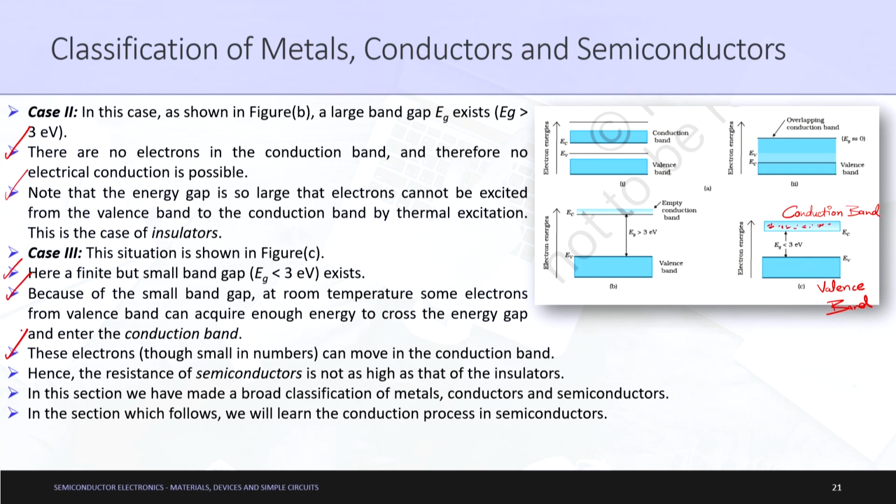Next, hence the resistance of semiconductors is not as high as that of insulators. Quite evident, because the energy gap is very small as compared to insulators. Okay. In this section we have made a broad classification of metals, conductors and semiconductors. In the section which follows we will learn the conduction process in semiconductors. Okay. So, I guess that is the end of your classification of metals, semiconductors and insulators.